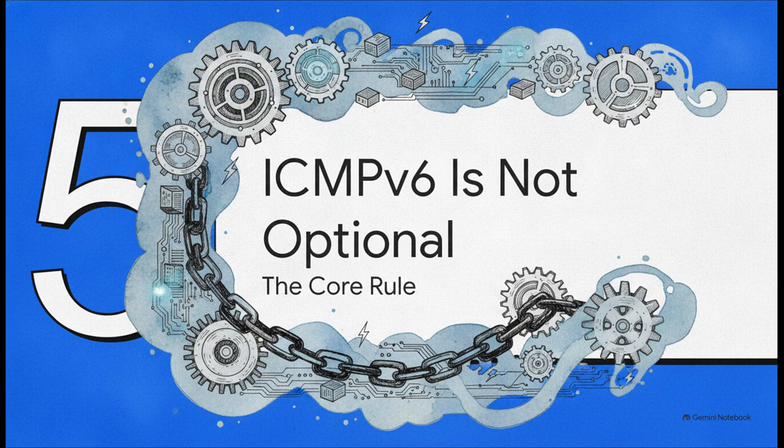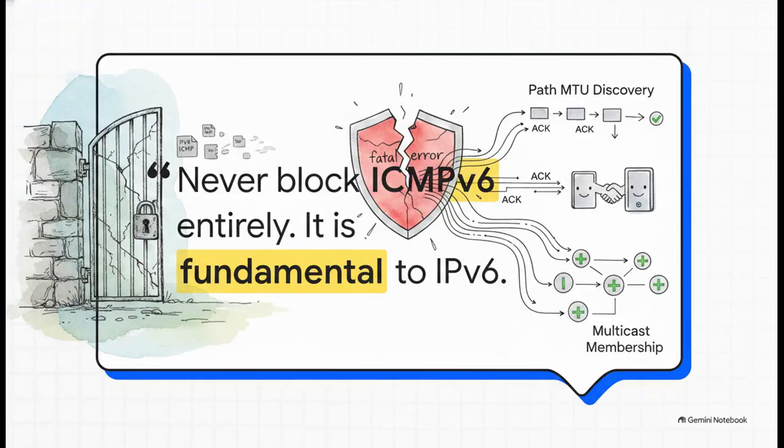This brings us to Section 5. ICMPv6 is not optional, the core rule. Listen, if you only take one thing away from this entire explainer, it needs to be this unbreakable rule. Never block ICMPv6 entirely. In the old days, security admins absolutely loved to just drop all ICMP traffic to, quote-unquote, hide from pings on the internet. But treating ICMPv6 like IPv4 ICMP is a fatal error. Blocking ICMPv6 completely breaks path MTU discovery, it breaks neighbor discovery, and it breaks multicast membership. It is quite literally fundamental to IPv6 operation.